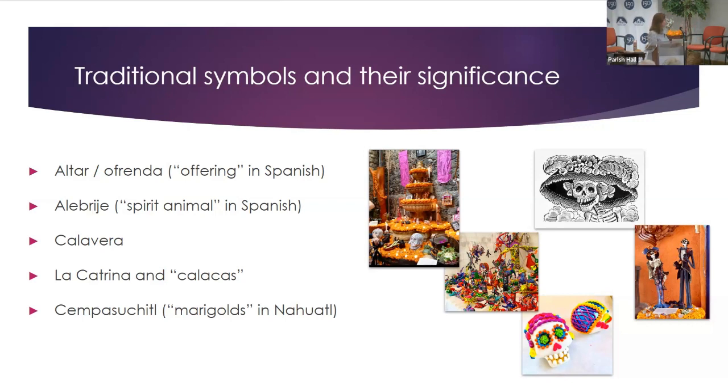And let's see. So yeah, these are pictures of the ofrenda. And then these are the alebrijes. I don't know if you can see them, the sugar skulls. The calacas, I think it's a slang Spanish word, but it's to represent the other dressed up skeletons. And then here's our famous La Catrina. So I have more symbols on the next page.